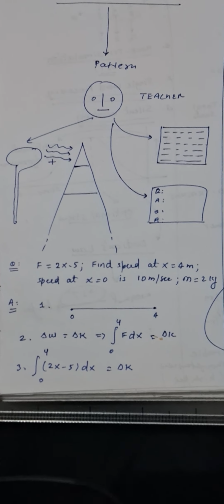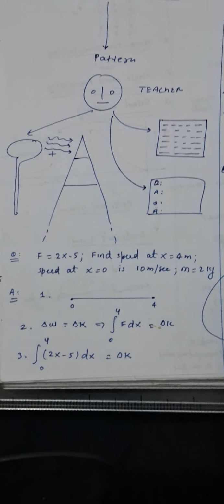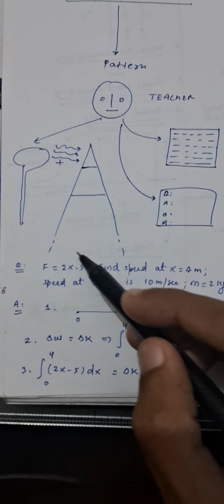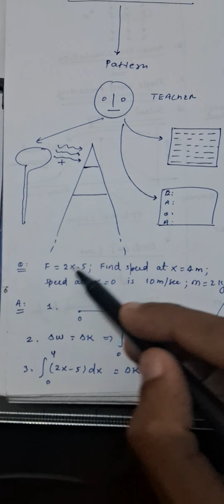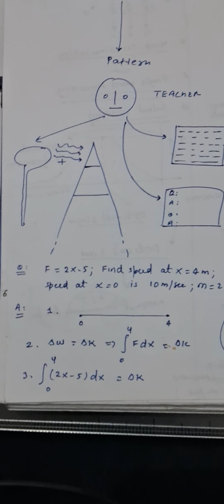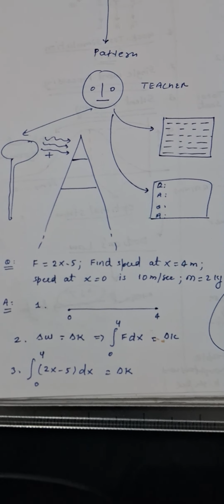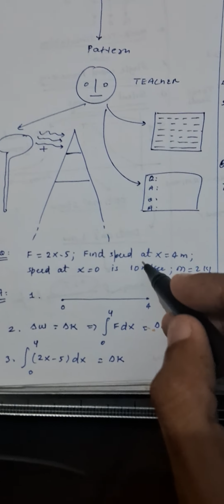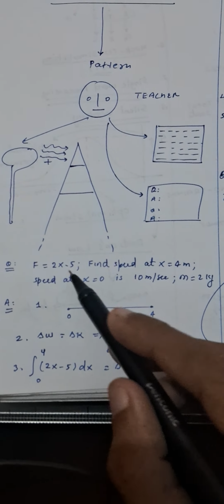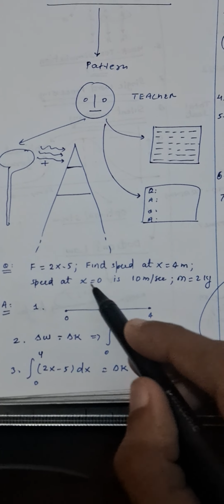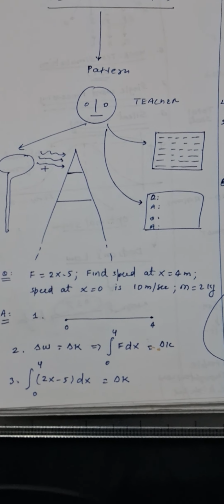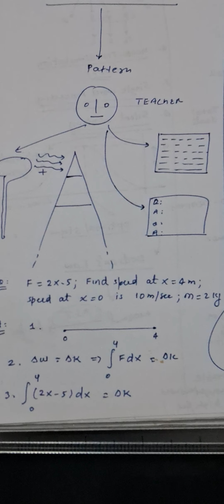For example, let's begin with a real life question. It's a physics question. Suppose that you are given a force on a particle which is 2x minus 5, and we need to find the speed of that particular body at x equal to 4 meter. We are given that the speed at x equal to 0 is 10 meter per second, and the mass is 2 kg. So how will we approach this question?